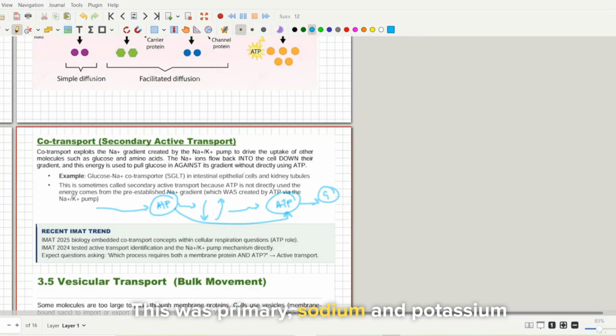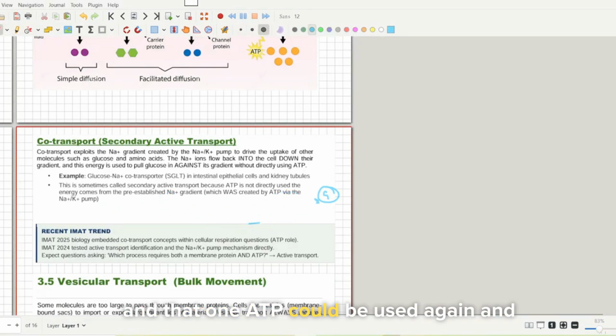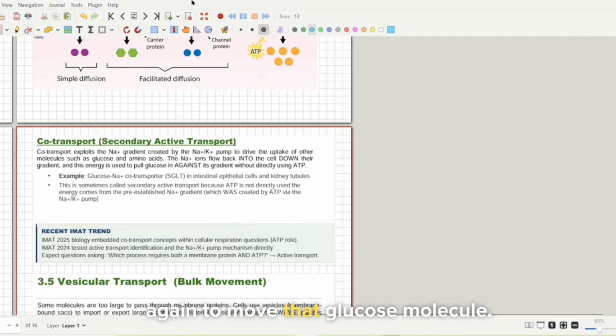This was primary. Sodium and potassium ions were using primary active transport, and the glucose molecule used secondary active transport. So this is not broken. The ATP molecules are not unlimited using this process, but you will actually need at least one exterior ATP, and that one ATP could be used again and again to move that glucose molecule. If you don't understand this concept, then you can watch the lecture again and again to understand this topic.